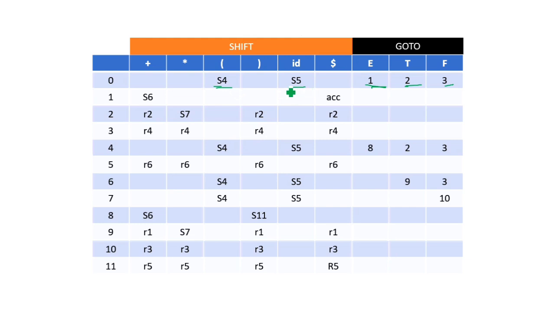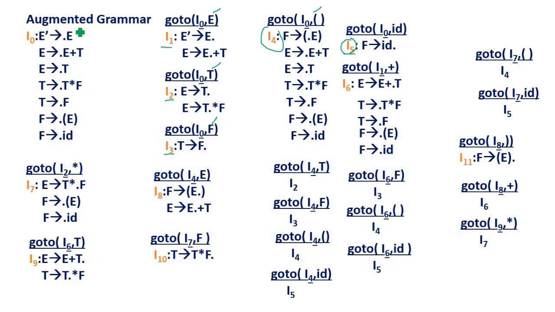Now, in item set 0 there is no production where the dot is at the end. There are 7 productions here, and none of them has the dot at the end, so we can skip it.